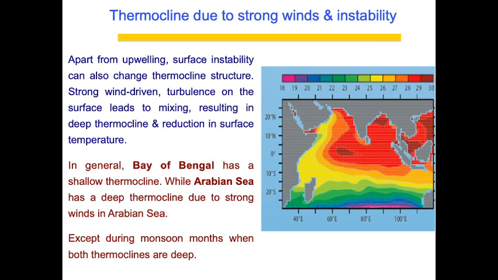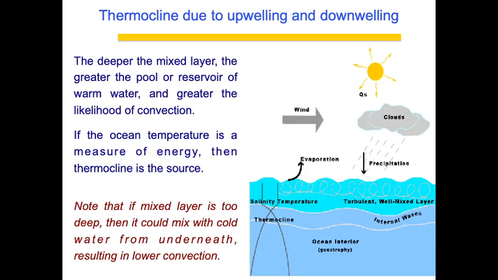I just want to cover one more thing before I wrap up. Thermoclines form due to upwelling and downwelling, that is very clear. That is mostly in the equatorial ocean, the equatorial Indian Ocean and equatorial Pacific Ocean. But a thermocline can also form or be modulated due to strong winds and instability. What I told you here is that a deeper thermocline is good because it has a deep mixed layer, and it will help in producing convection.